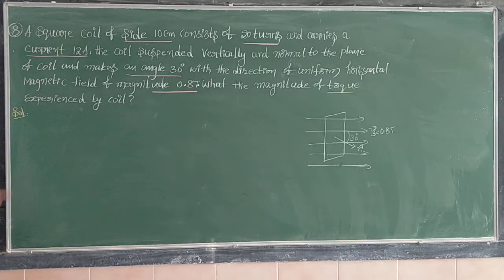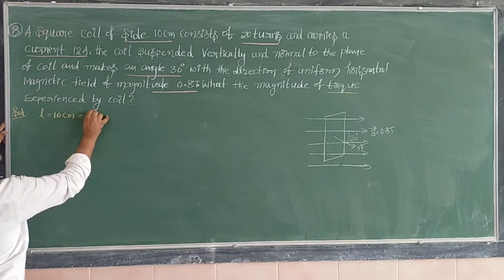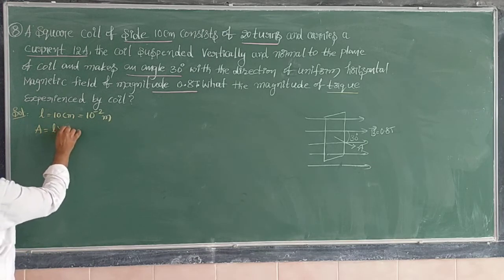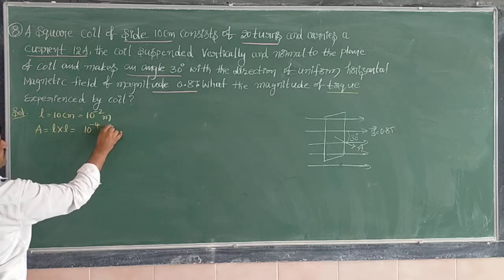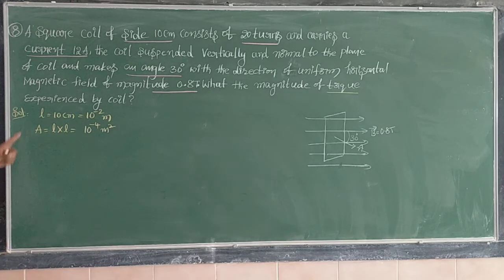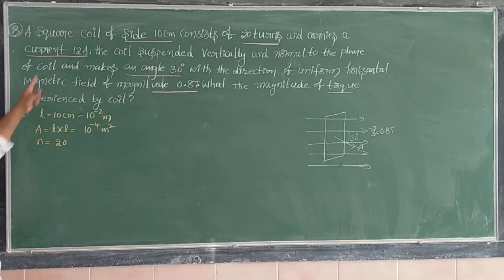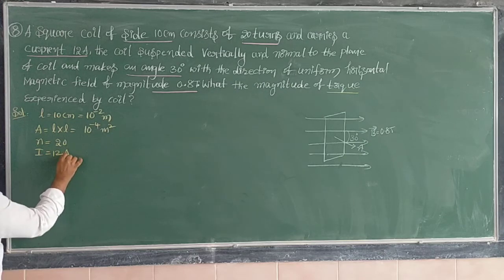Now to this, first of all, the solution. First, what was given is the side of the coil, means length of the coil, is 10 centimeter, which is 10 power minus 2 meter. What is the area of the coil? Area is length into length, which is 10 power minus 4 meter square. Next, the number of turns on the coil is 20. Next, the current flowing through the coil is 12 ampere.